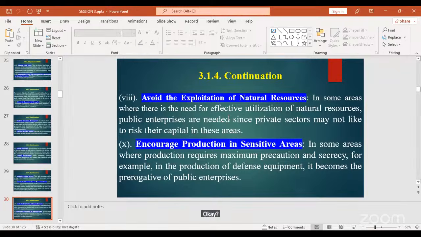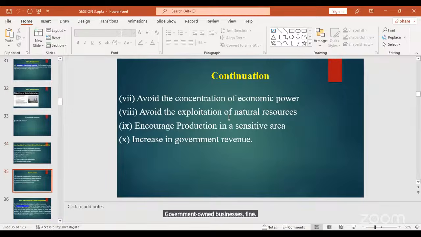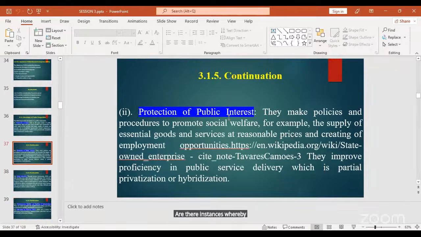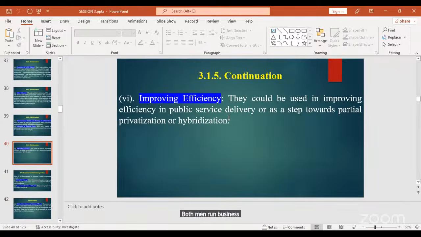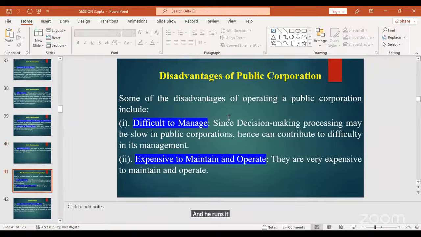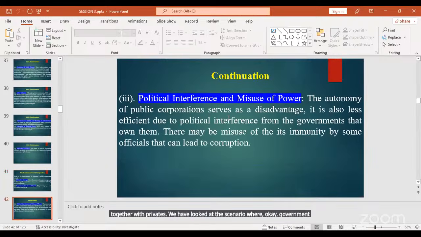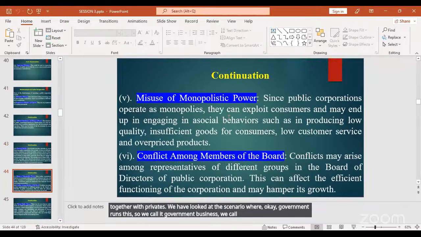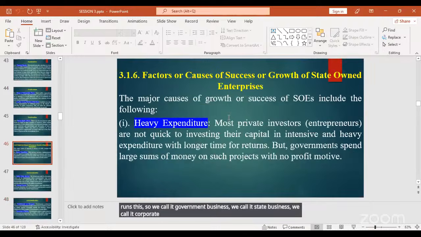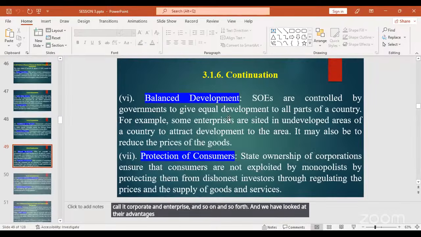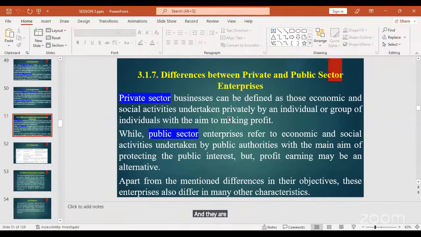But let's now look at what we call public-private partnership. Yes, government-owned business is fine. Are there instances whereby government runs a business and runs it together with private? We have looked at the scenario where government runs this, so we call it government business, state business, corporate enterprise, and so on and so forth. And we have looked at their advantages and their respective disadvantages.